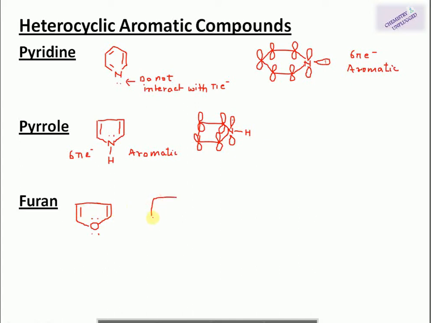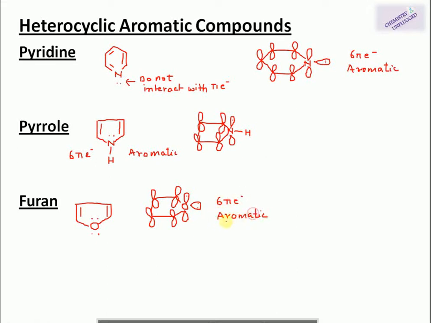Suppose this is the structure of furan and these p orbitals are present in this way. Then one lone pair of oxygen is present in the plane similar to the p orbitals, and the other lone pair of electrons is present in the plane perpendicular to the p orbital. So only one p orbital is participating in the delocalization. So it is a 6 pi electron system and it is aromatic in nature.